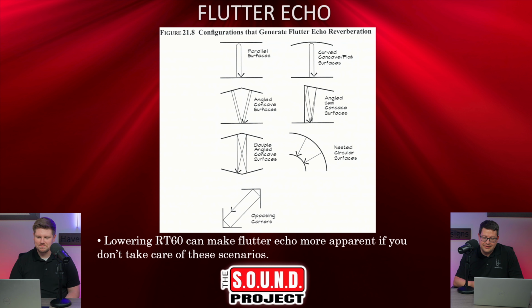Nested circular surfaces, this doesn't come into play too often in rooms that we do, but you can hear it sometimes in hallway surfaces. Like if the hallway is curved and both of the walls are curved together, you can hear the flutter between them. And then opposing corners, which was actually the church in Florida. That was the issue, two opposing corners that were bouncing the sound back and forth like that. So all these things can become way more apparent if the reverb time gets lowered, because then your brain can just process that a little bit better.